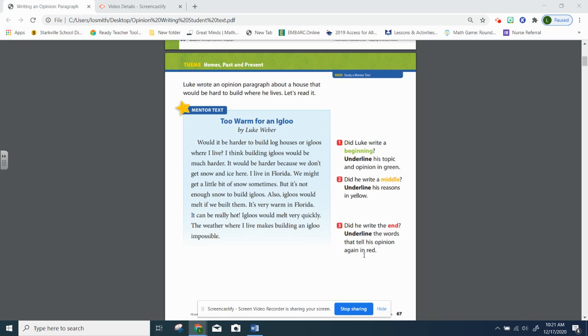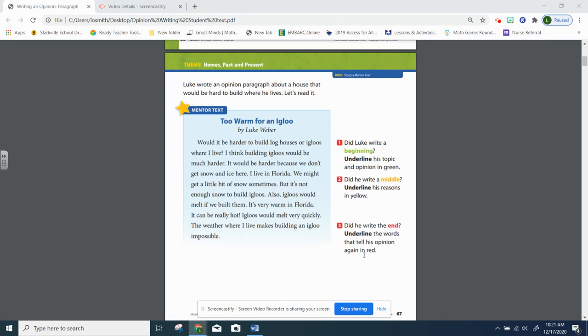I live in Florida. We might get a little bit of snow sometimes, but it's not enough snow to build igloos. Also, igloos would melt if we built them. It's very warm in Florida. It can get really hot. Igloos would melt very quickly. The weather where I live makes building an igloo impossible.